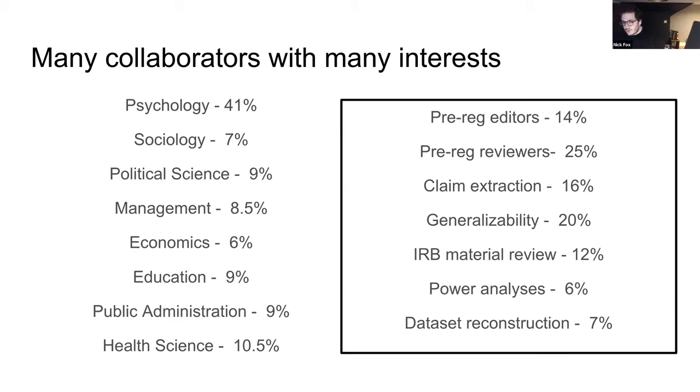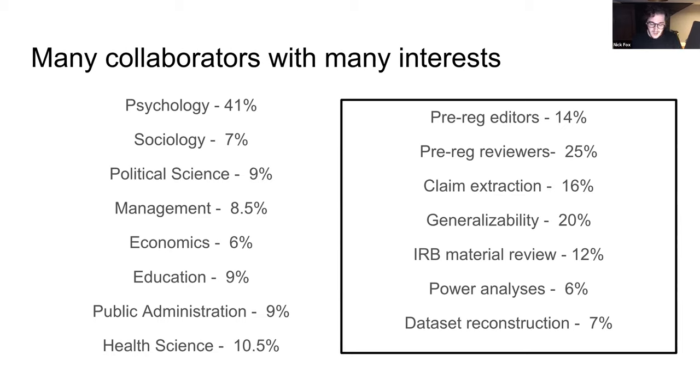Pre-reg editors and reviewers are very common, and people are very interested in working on this. Claim extraction, which is kind of uphill of what we're talking about here. People to help understand what generalizability means in this context. Even people who are interested in doing the clerical work of making sure that materials to be submitted to local IRBs are complete, right? So something that feels like paperwork and desk work that is maybe not as shiny or fancy as doing a replication or reproduction. There are people there who are interested and who have the time and capability to do it, and that helps the process.